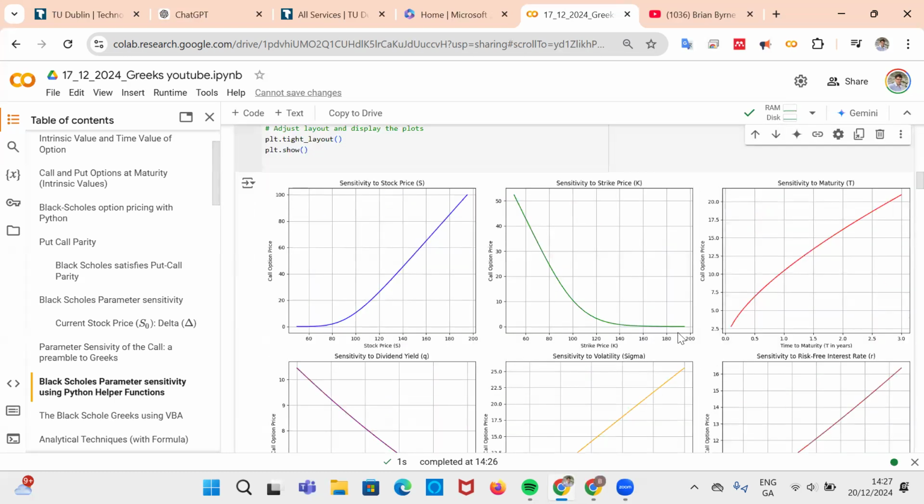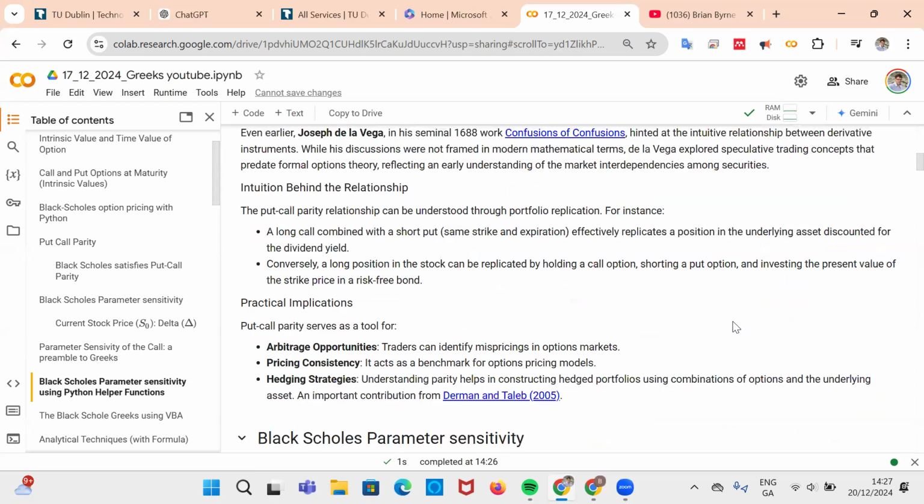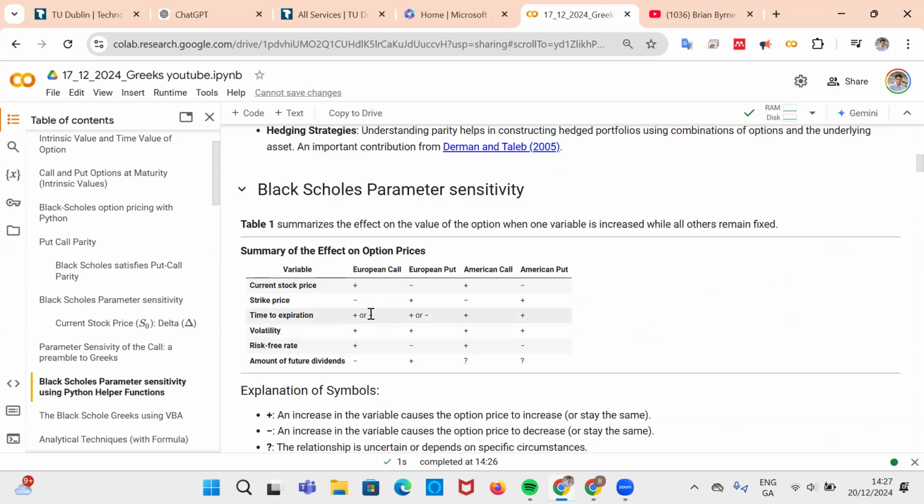As we increase the strike price, the value of the call goes down. That's a negative relationship. And then for the maturity, it would appear at first glance that as we increase the maturity, the value of the option goes up. As we reduce the maturity, the value of the option goes down. That sounds plausible, but it doesn't seem consistent with the table here because it says it's indeterminate.